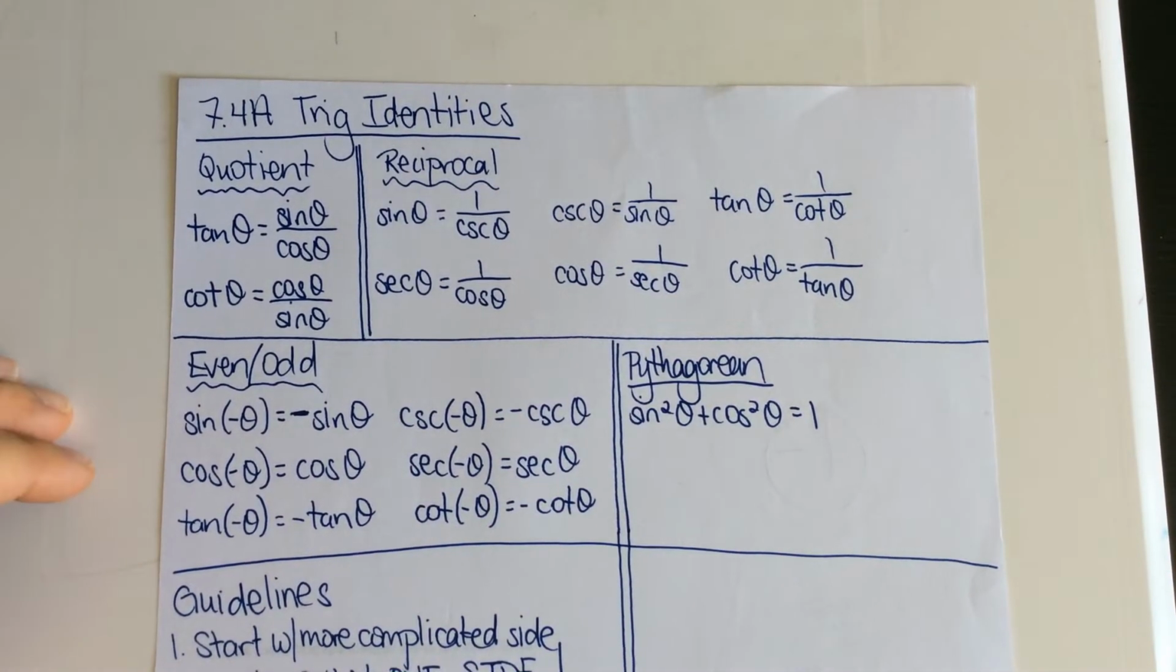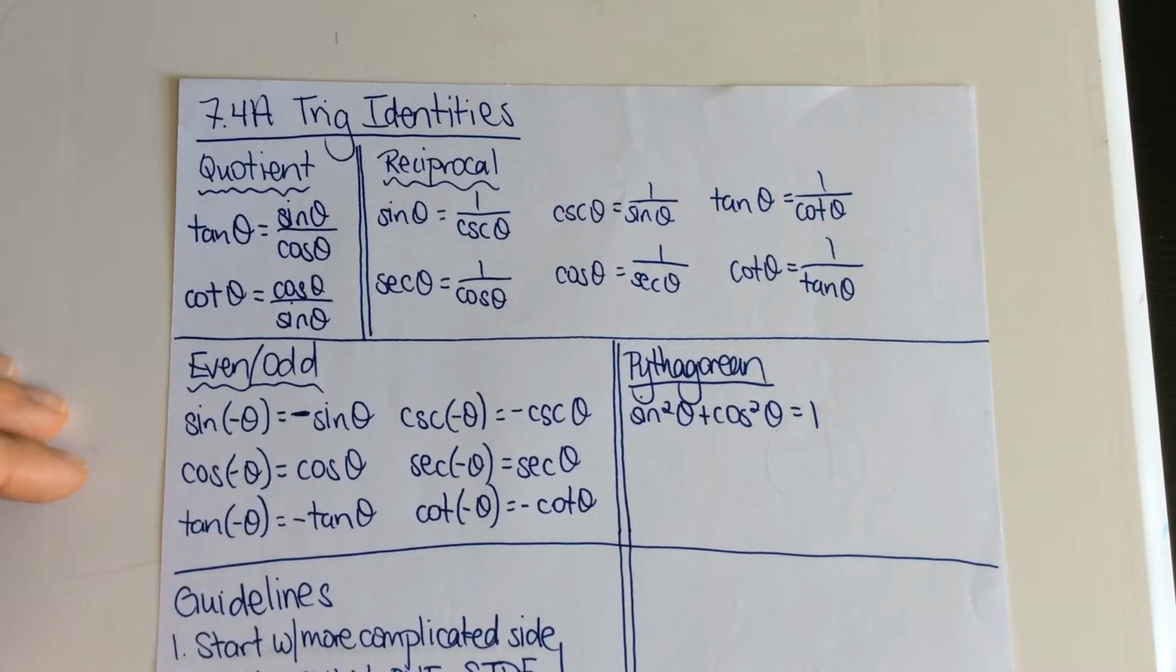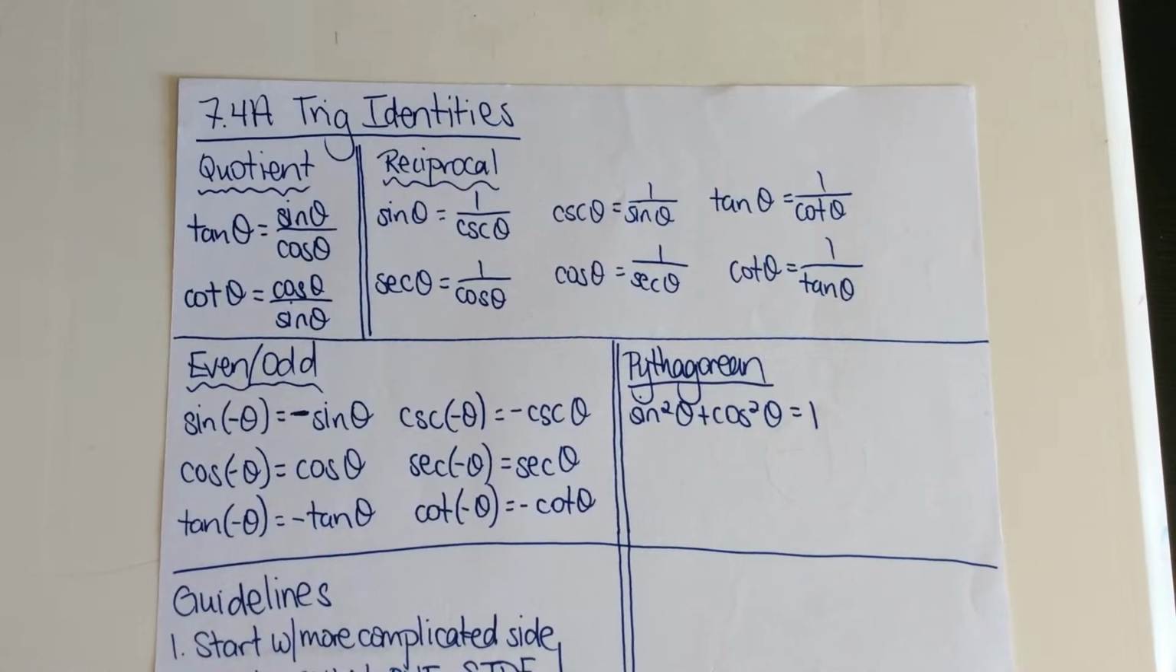Take a second and pause to copy down these identities. I can't just sit here and wait, so I'm going to suggest that you pause this every time you have to copy something down. I may not remember to remind you, but you are smart enough to do that. These are identities that we learned in Algebra 2. So take a second to pause.